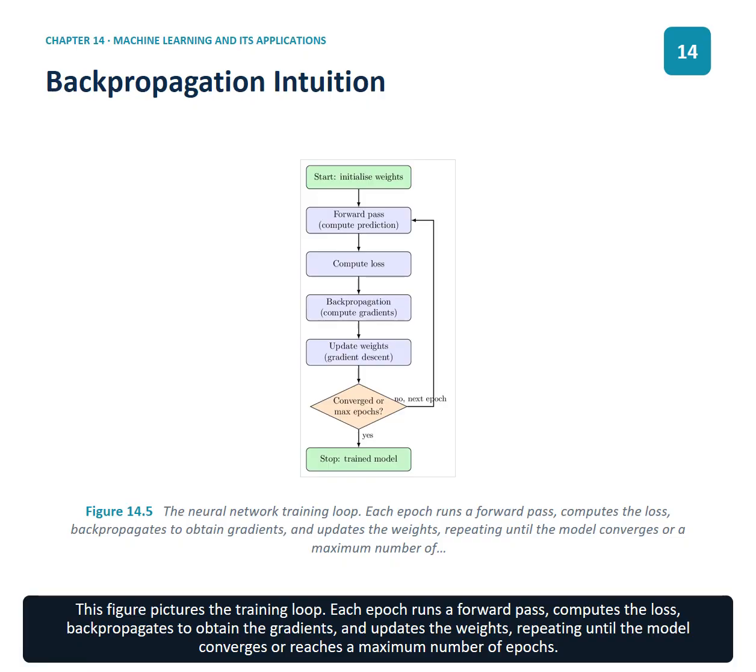This figure pictures the training loop. Each epoch runs a forward pass, computes the loss, backpropagates to obtain the gradients, and updates the weights, repeating until the model converges or reaches a maximum number of epochs.